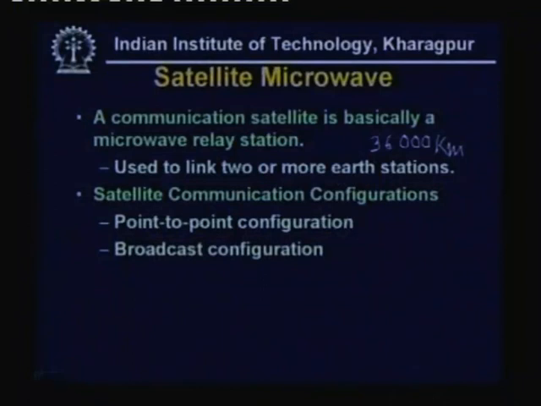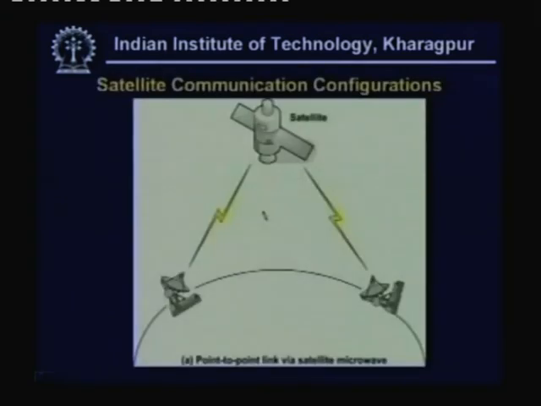So with the help of this relay station, two or more ground stations can communicate with each other, because we can have two different modes of communication. Again, it can be point to point or broadcast. Let us see the configurations. In this particular case, as you can see, it is a point to point communication.